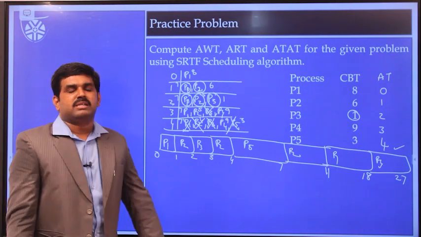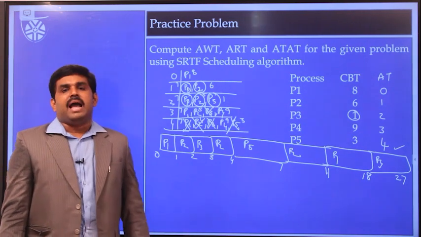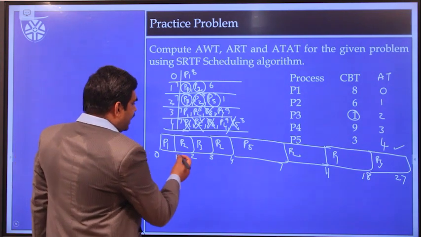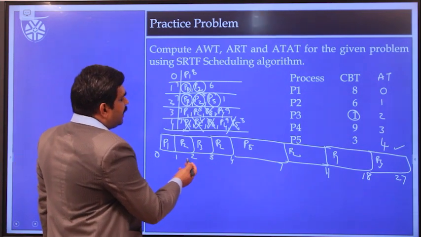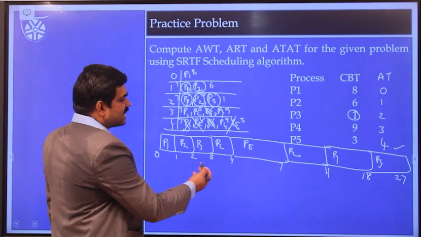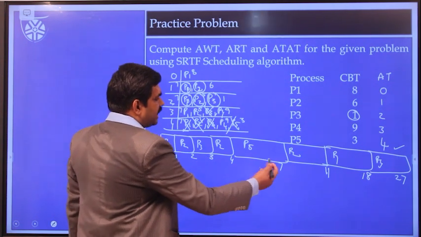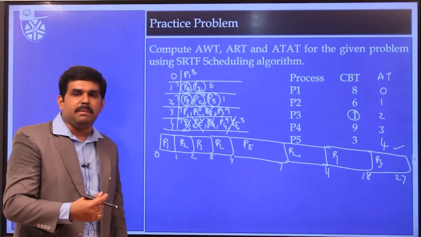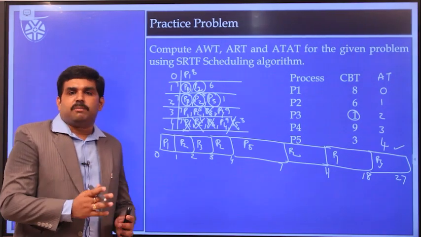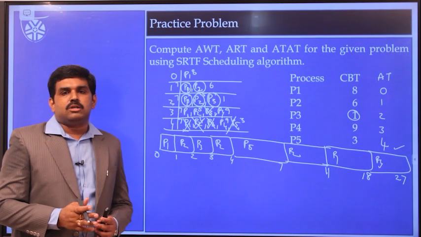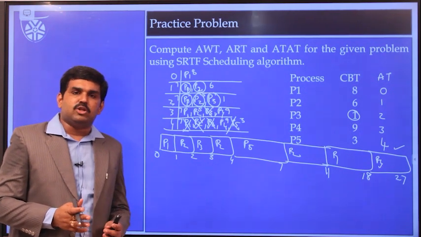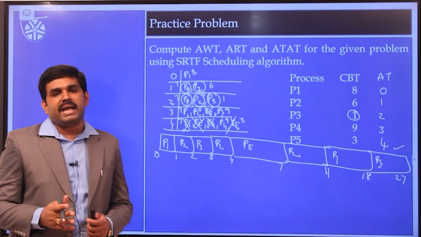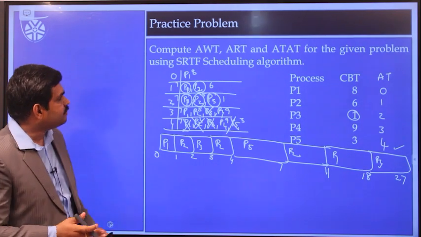This is the way we need to compute the Gantt chart for the given problem. So here I can identify P1 first, then P2 got the CPU, then immediately P3 got the CPU, then P2, then P5, then P2, then P1, then P4. Likewise, we have assigned the CPU from one process to another process. During the execution also, if any high priority job has come into the memory, then immediately we have switched the CPU from that low priority job to the high priority job.